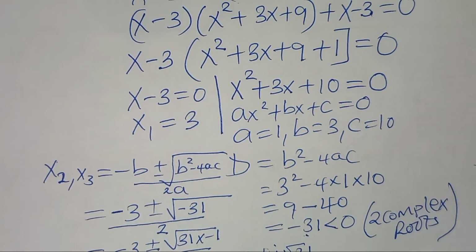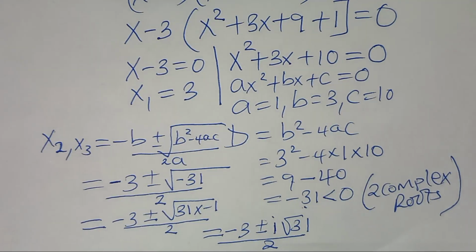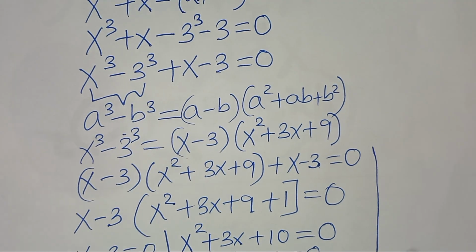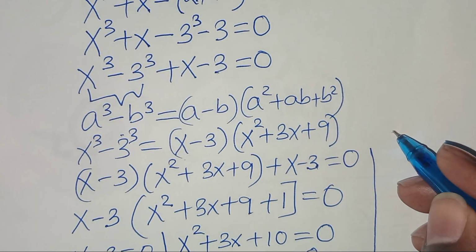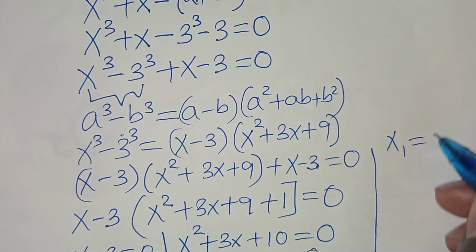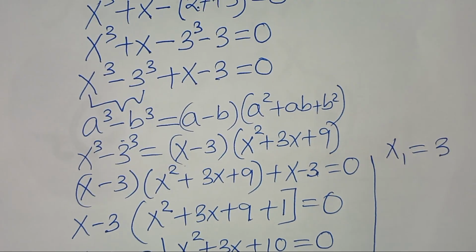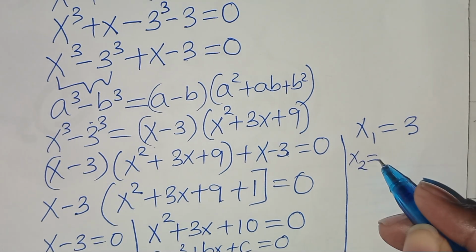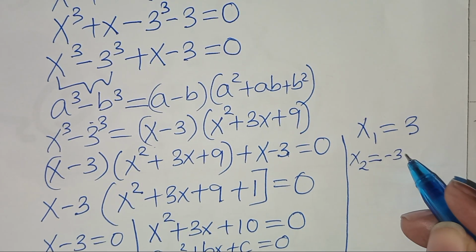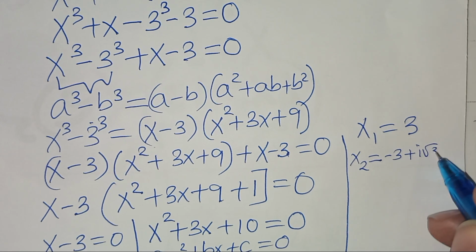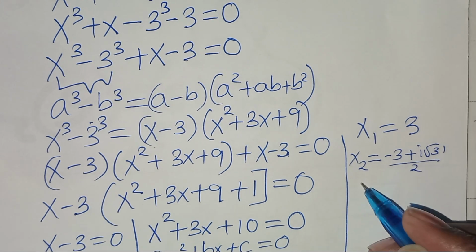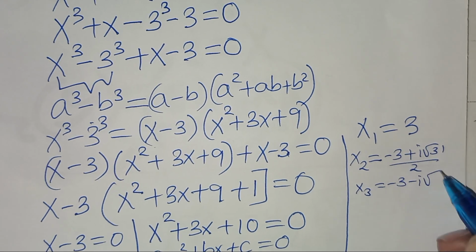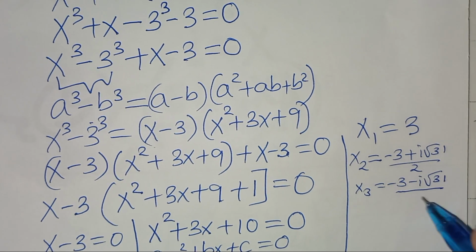So that means that we have three solutions. We have a real solution, x1, which is equal to 3, and we have x2, which is equal to negative 3 plus i square root of 31, divided by 2, and we have x3, which is negative 3 subtract i square root of 31, divided by 2.